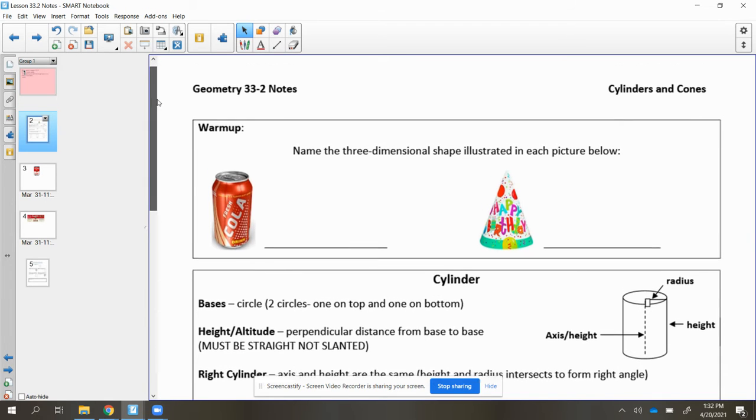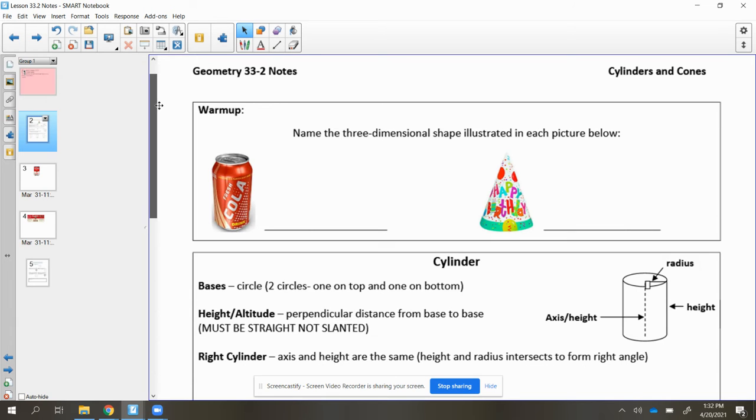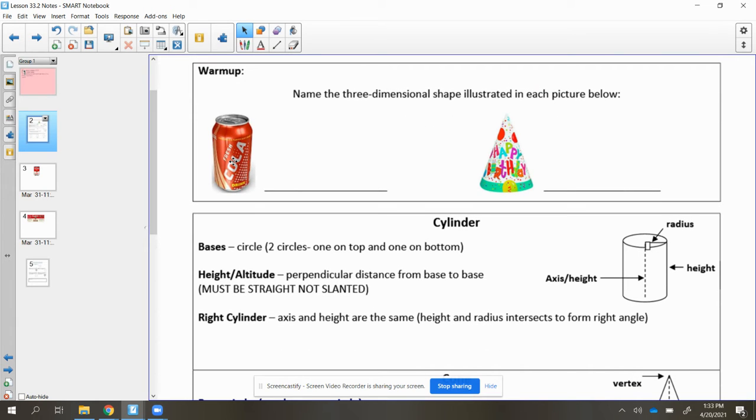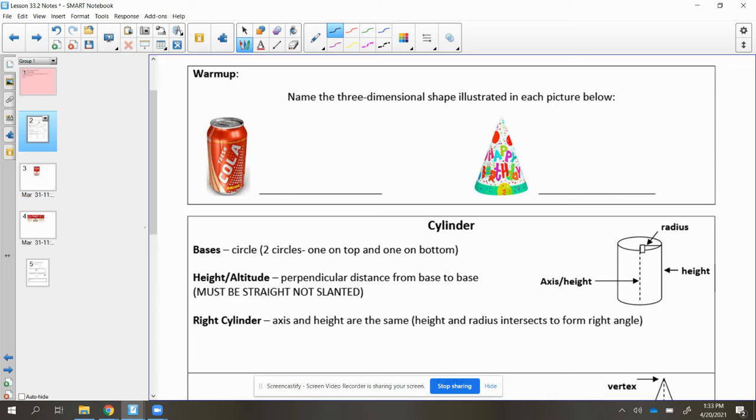Now, as a warm-up, name the three-dimensional figures shown in the two pictures provided. Hopefully, you named them correctly. The first one is an example of a cylinder, while our second is an example of a cone. And these two are going to be the focus of our notes today.